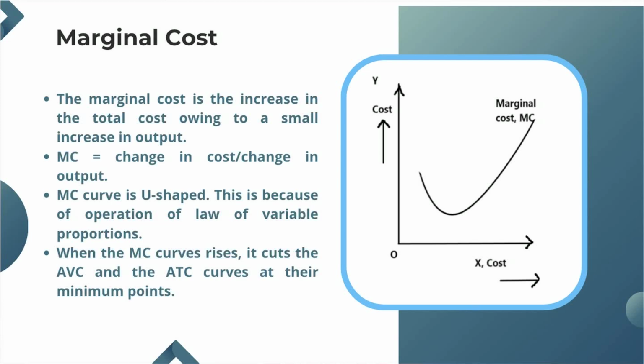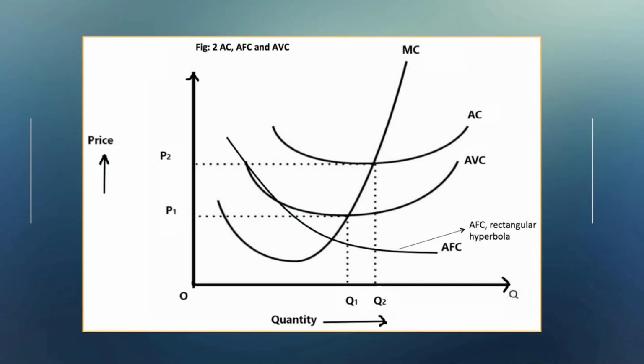The marginal cost curve is also a U-shaped curve. It declines initially, reaches a minimum, and then it increases. It rises upwards. We may note in figure 2 that the marginal cost curve cuts the average cost curve and the average variable cost curve at their minimum point.